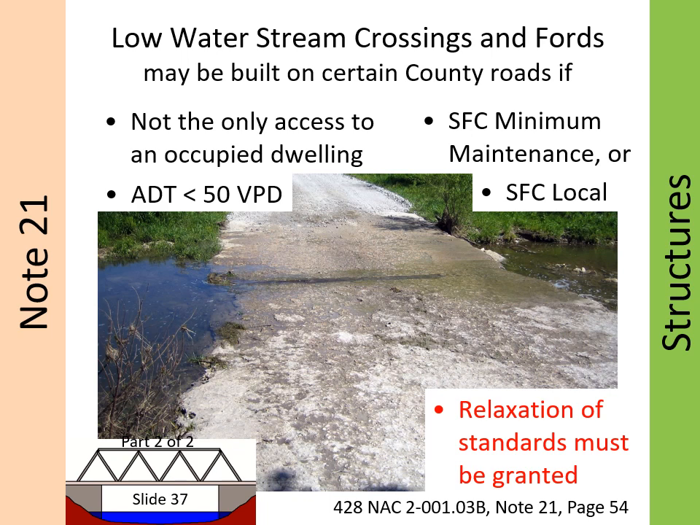New low water stream crossings or fords shall not be built on county roads with state functional classifications of other arterial, collector, remote residential, or scenic recreation, or, as already implied, on roads classified as local and with an ADT of 50 vehicles per day and greater.